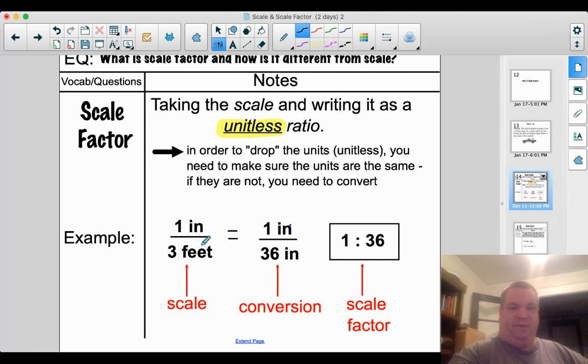What I can do is turn the feet into inches. If I multiply by 12, I get 3 feet is 36 inches. Now that it's inches on top and inches on the bottom, they can cancel out, and my scale factor is 1 to 36. So the scale factor in this example would be 1 to 36, meaning it's 36 times bigger in real life than it is on the scale.